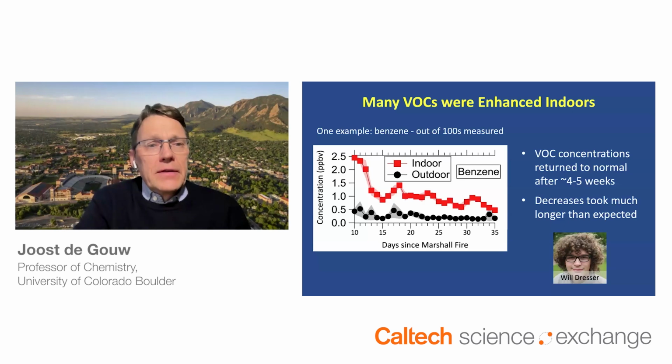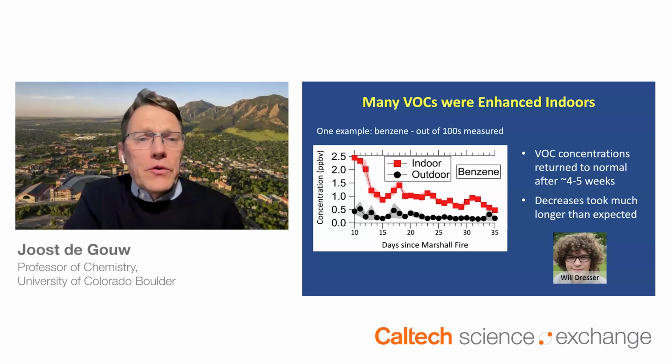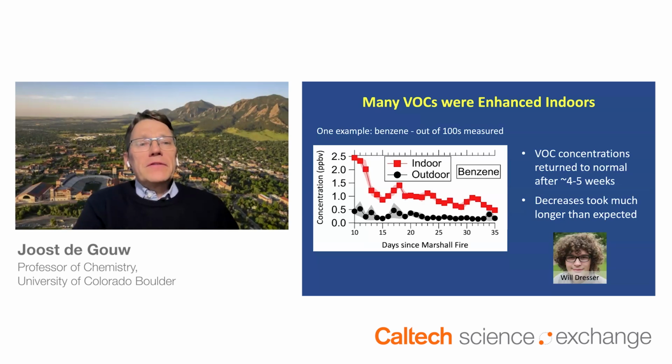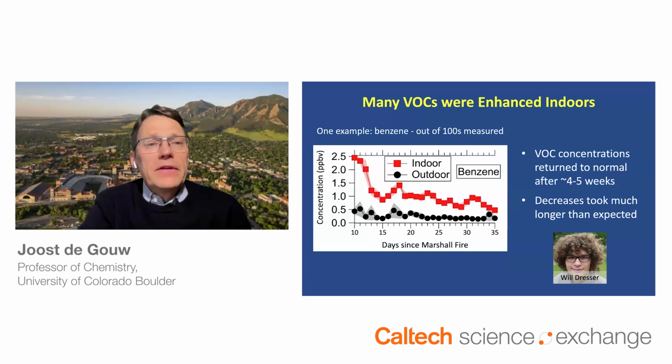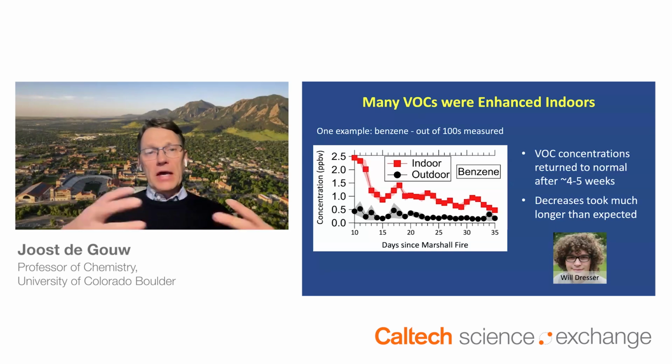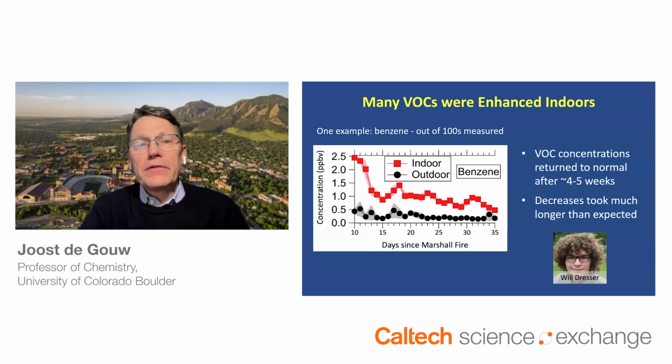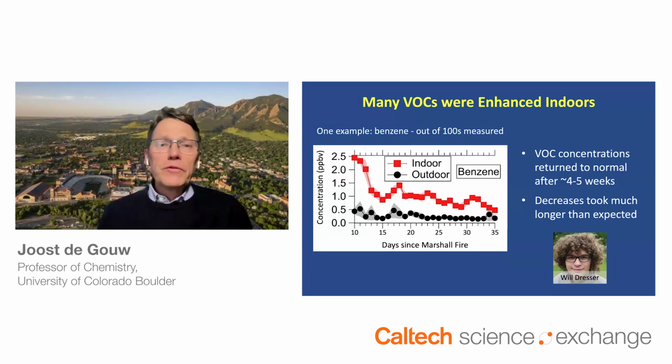It is a carcinogen. And what we saw over the course of the month that we were in this home was a gradual decline in the indoor concentration of benzene. So what happened during the fire is that benzene got absorbed into materials, and then after the fire, it gets returned to indoor air. And this removal took much longer than we had expected, around 4 or 5 weeks.